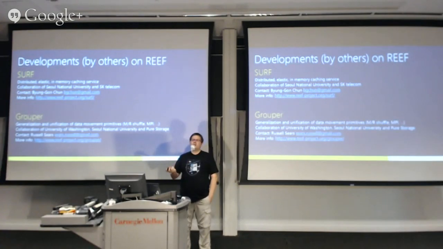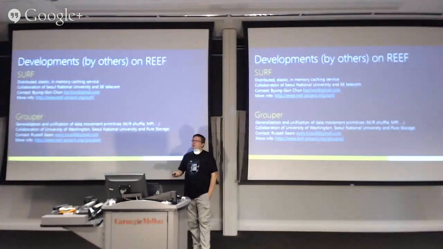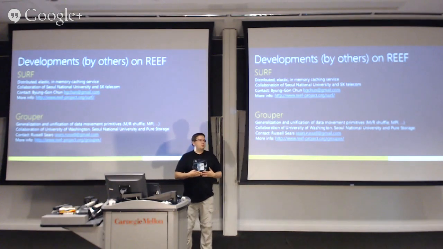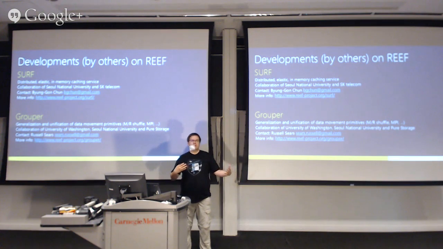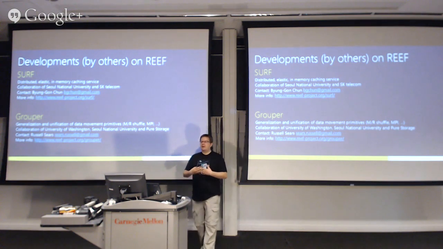Grouper is kind of a generalization of the MPI primitives and what you would call a shuffle phase in Hadoop. How can you make this more general? Because whether you do an MPI reduce or a map reduce job, it looks a lot alike from some angle.